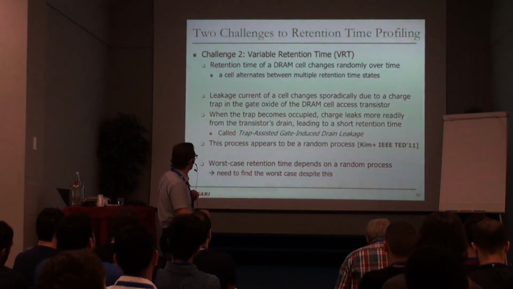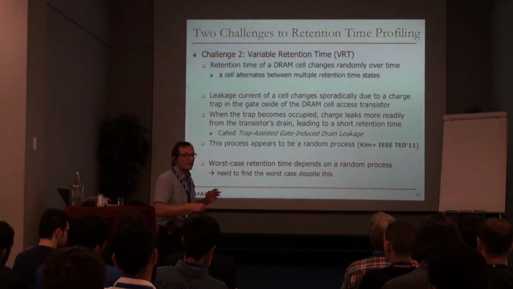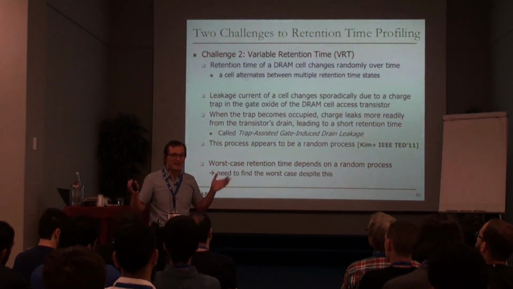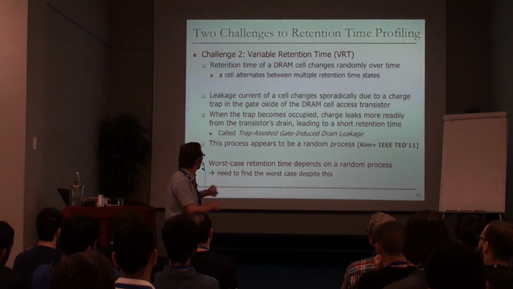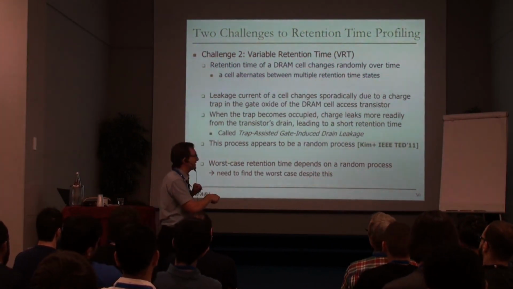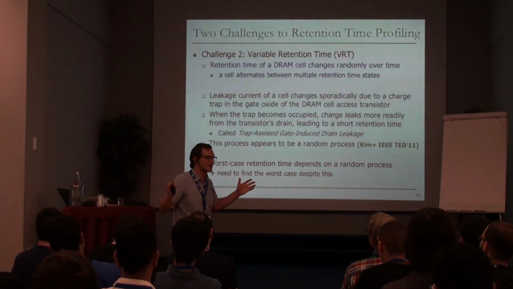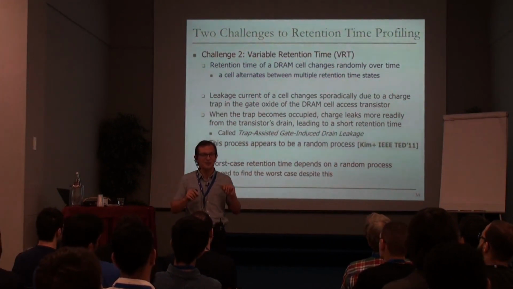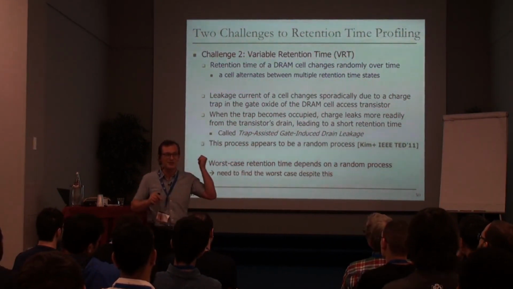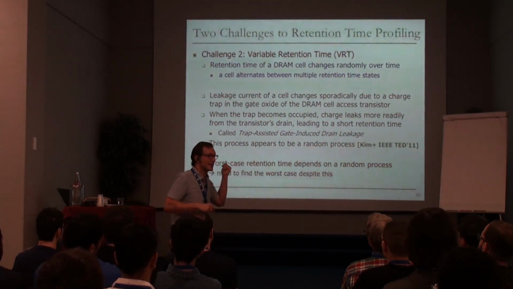Basically, what this also says is DRAM manufacturers can keep testing memory, but if they don't hit those conditions under which this trap-assisted gate-induced drain leakage appears, then they're not going to be able to find the worst-case retention time. Right? So you can say the DRAM manufacturer should solve it, but the DRAM manufacturer may not be able to solve it because of the fundamental difficulties in scaling of the circuit. So somebody else needs to solve it.